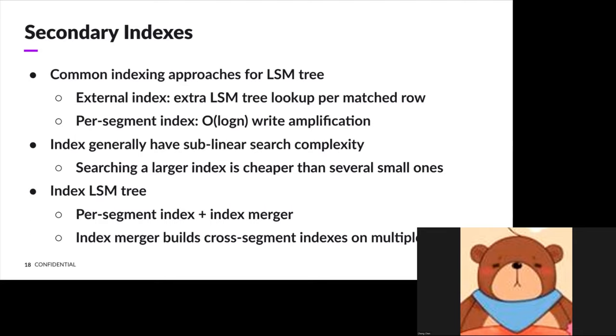This approach can also be applied to non-LSM trees. However, it incurs an indirection in index lookup for each matched row, for finding the rows in the primary LSM tree storage. This overhead is particularly significant when there are many matched rows. We haven't talked about vector indexes yet, but we think this might be one of the reasons why some Postgres-based vector index implementations have slower vector search performance compared to specialized vector databases. Also, if you use a specialized vector database together with your main database, the vector index in the specialized vector database is essentially an external index.